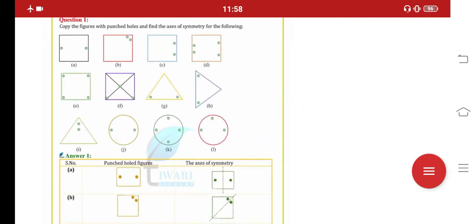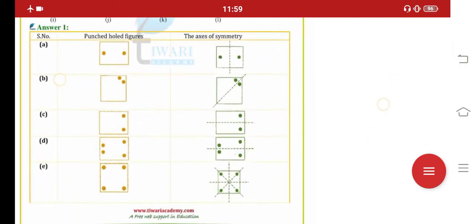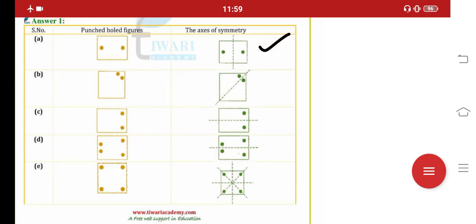So see here, copy the figure with punched hole and find the axis of symmetry, meaning the line by which we have divided the given figure. Axis of symmetry for the following figure. Now see here, we are having two holes, one this side, one this side, here in question number 1. So if I draw a straight line of symmetry like this, then this half will cover completely this half. It means what is the axis of symmetry here? The axis of symmetry is a vertical line. See here, first question, the axis of symmetry is a vertical line.